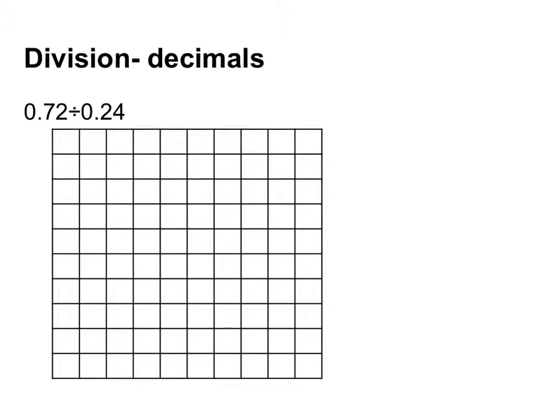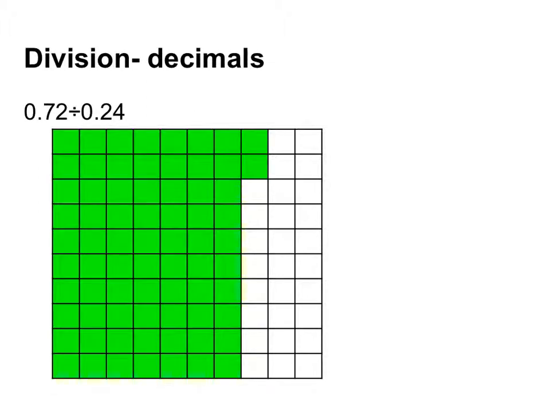But this particular example, both of these numbers have tenths and hundredths in them, so we're going to go ahead and do this. So 72 hundredths divided by 24 hundredths means we need to start by drawing the 72 hundredths. So I almost always start with a 10 by 10 grid, and then I shade in my 72 hundredths. So you can think of that as 72 little boxes, or you can think of that as 7 columns and then 2 boxes on the edge.